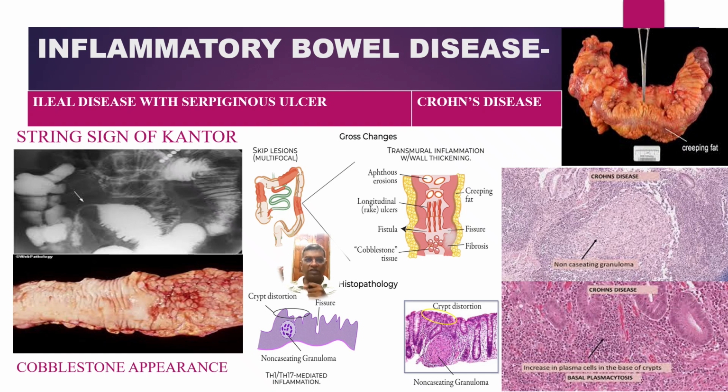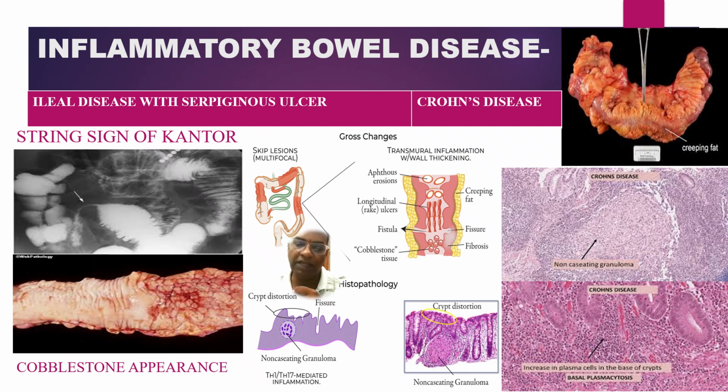First, we will discuss Crohn's disease. In Crohn's disease, there will be ileal disease with serpiginous ulcer. This is a characteristic feature of Crohn's disease. Any part of the gut is involved in Crohn's disease, but the most commonly affected site will be ileum. In Crohn's disease, rectum is spared. You have to remember that point. Most common site is ileum and rectum is spared. There will be presence of skip lesions and transmural inflammation is characteristic of Crohn's disease.